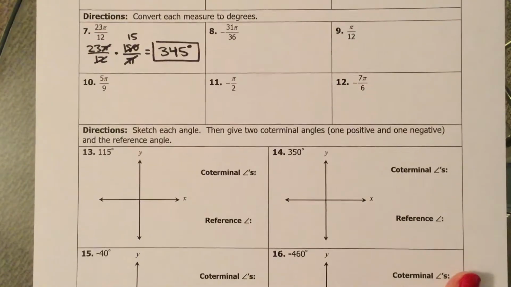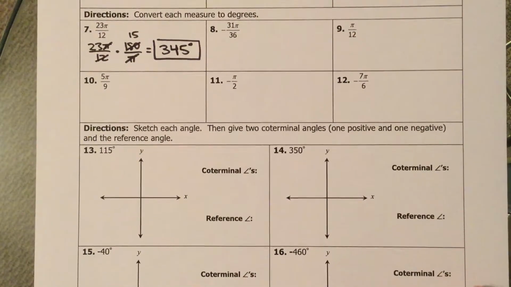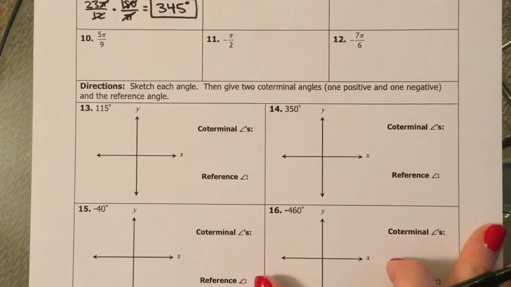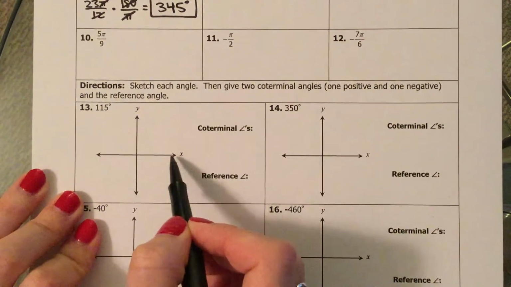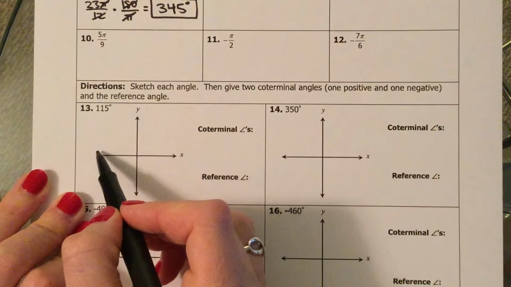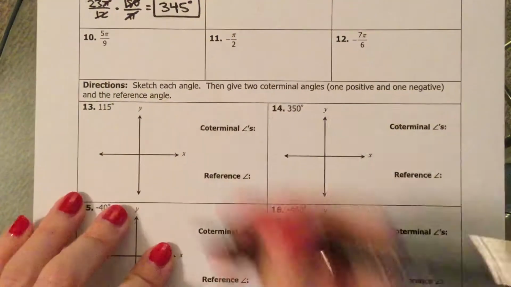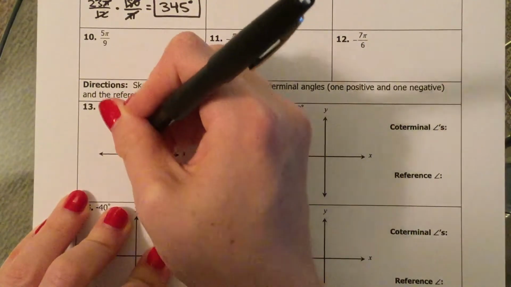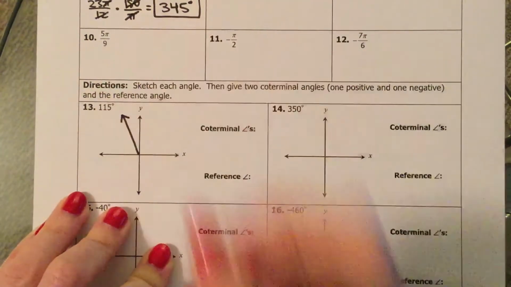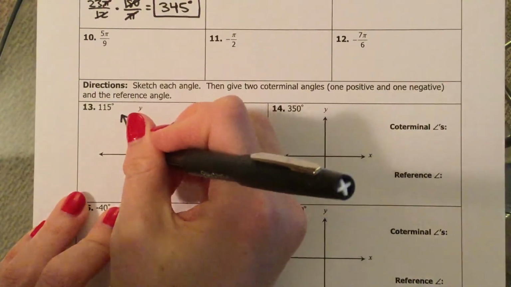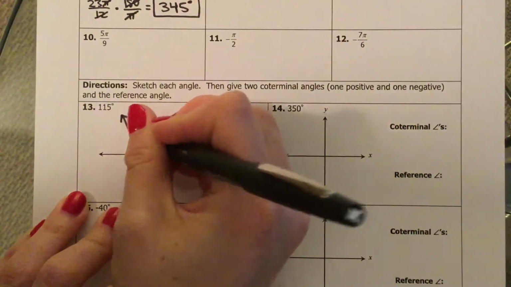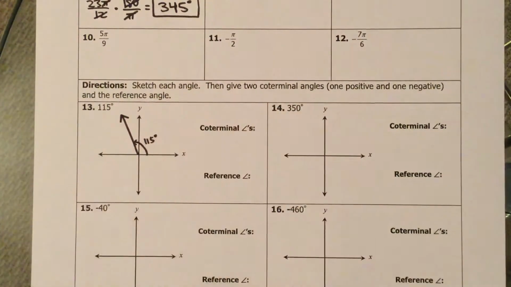Next section, we've got reference angles, coterminal angles, as well as sketching the angle. So 115 degrees, you've got 0, 90, 180, so it must be somewhere in here, and it's definitely closer to 90. It's only about 25 degrees past where the 90 is. So something like that. Okay, so this all the way open like that, that is 115 degrees.